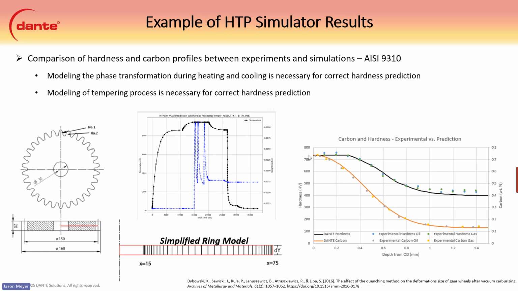You can see the carbon profile is this orange line here that's predicted by HTP Sim, and then each one of these dots, the gray and yellow, are the actual experimental data for that carbon profile. And then for the hardness profile, we have the same thing where the blue and green dots, and this black line is the DANTE result here. Very close to the result there. You can see we are starting to diverge a little bit as we get closer to the base material.